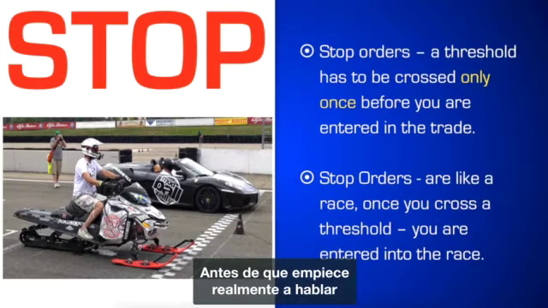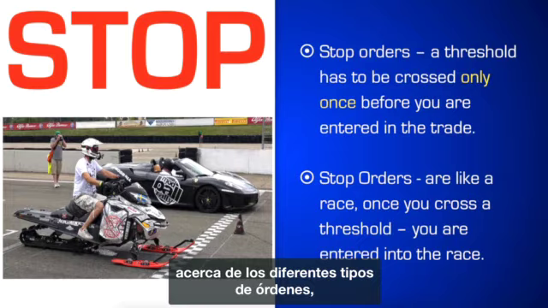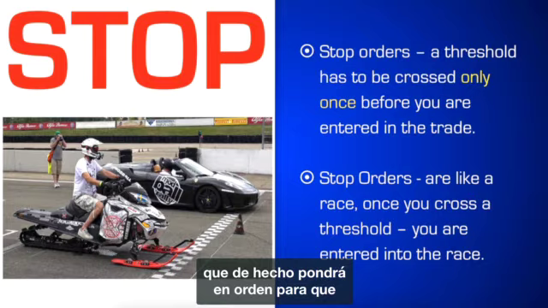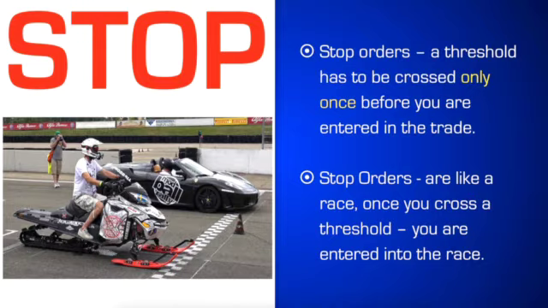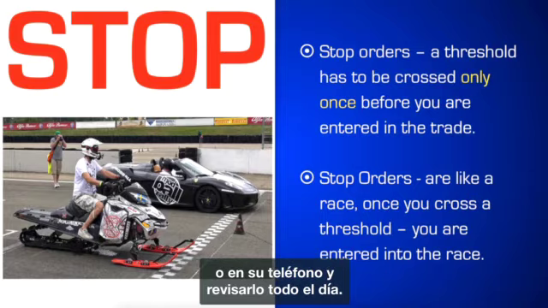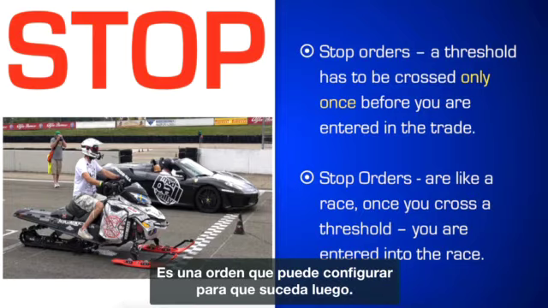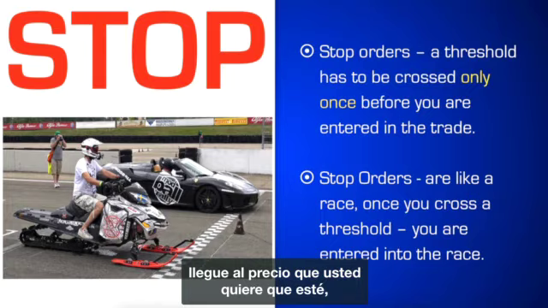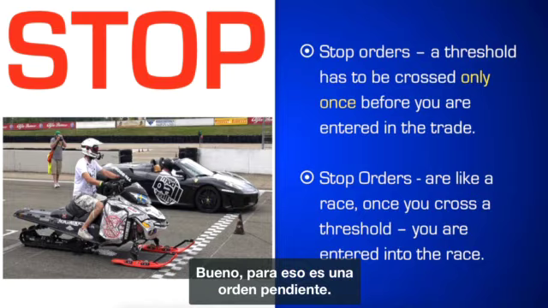Before I actually start talking about different types of orders, let me just say that a pending order is an order that you set so that you do not have to sit at the computer screen all day, or on your phone, checking it all day. It's what I call a set it and forget it order. It's an order that you set so that later on it can happen. If price is here, but it's not where you want it to be, you set this order so that in the event that price gets to where you want it to be, then your order will get activated. Okay, so that's what a pending order is for.